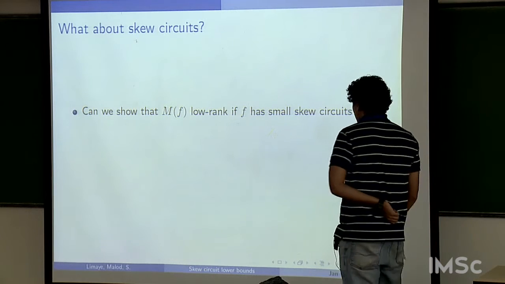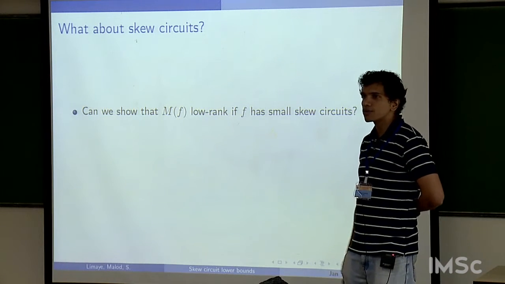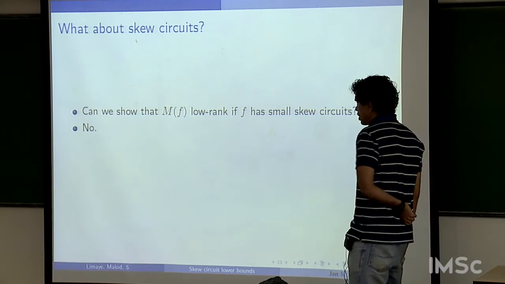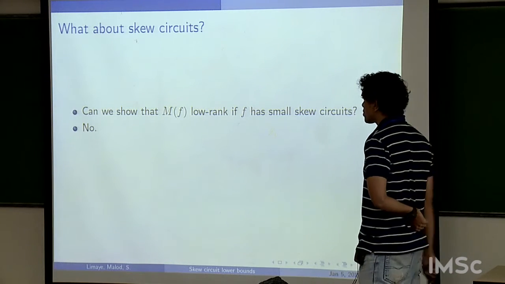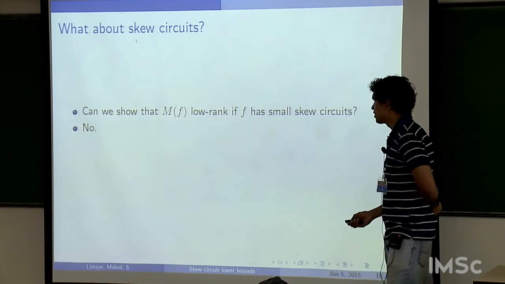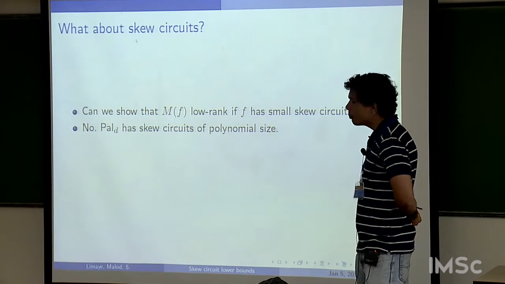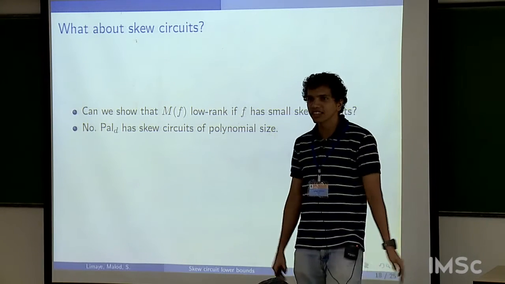Okay. Turns out, however, that this kind of proof idea will not work. And this had already been observed by Nissan. So he said that no, this kind of thing cannot work for skew circuits. Of course, he didn't care about skew circuits, but we do. But he observed something that implies this. What Nissan showed is that this palindrome polynomial that we saw on the previous slide actually has small skew circuits.